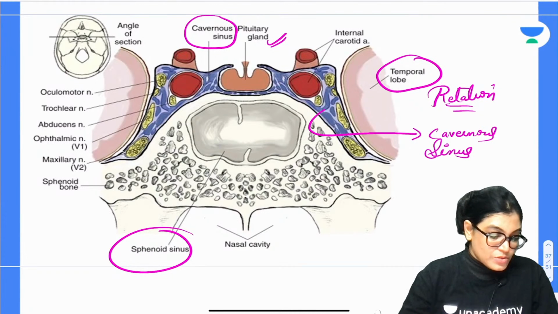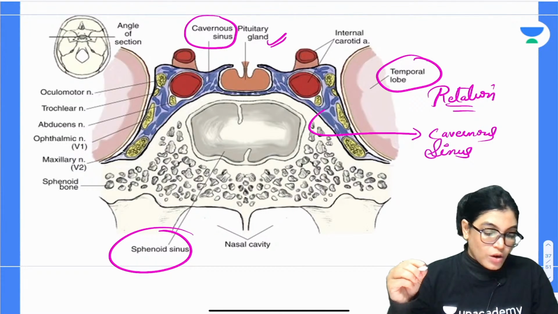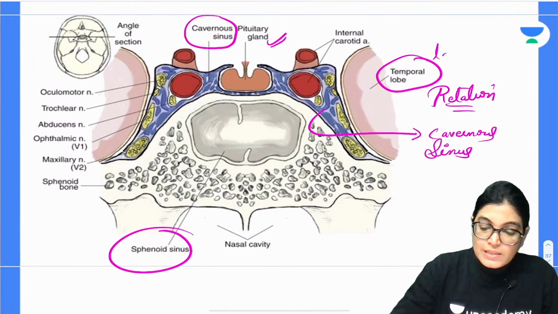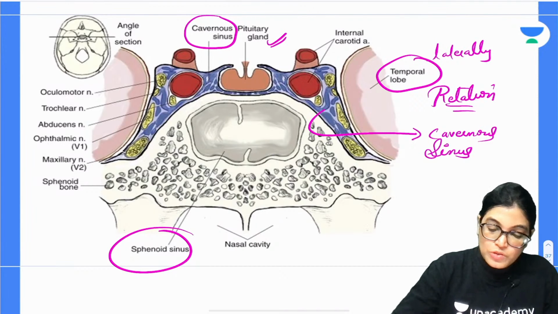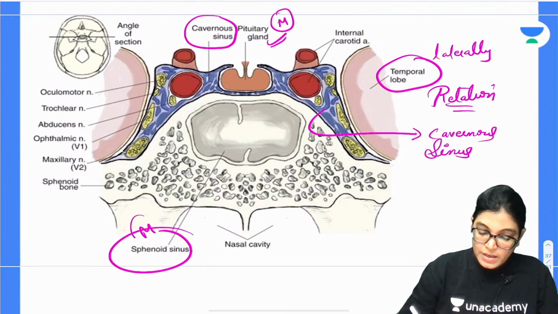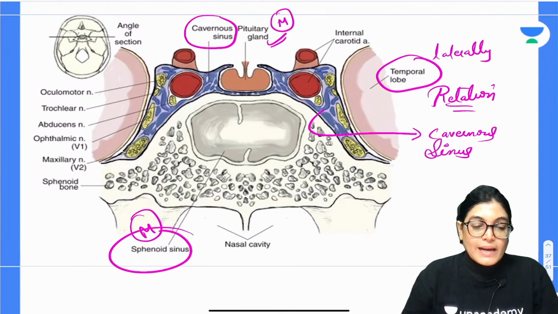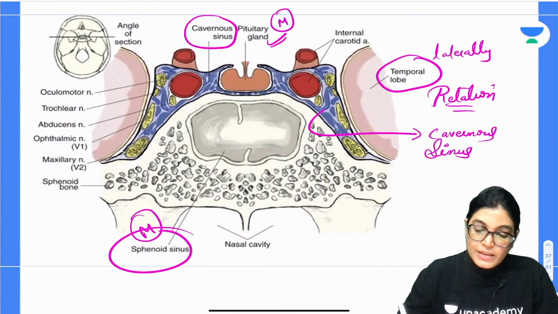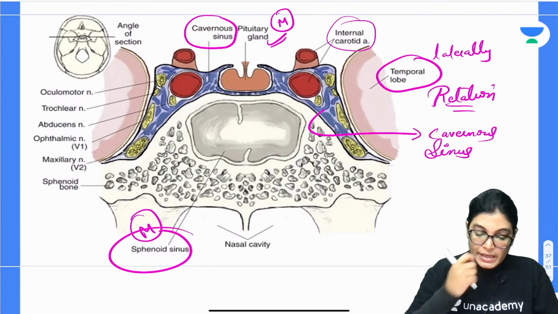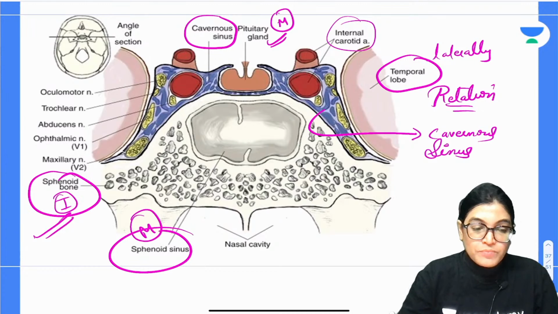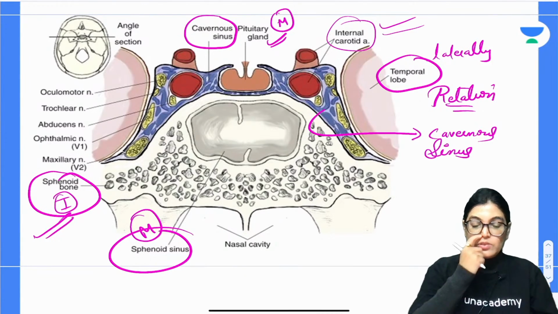Here you can see the temporal lobe of cerebral hemisphere lying in the lateral relation. We have the pituitary gland, M for medial relation, and the sphenoid sinus is also related medially. Superiorly, it is extending to the loop of internal carotid artery. Inferiorly, it is related to the sphenoid bone, I for inferior. The internal carotid artery is relating to the superior aspect.